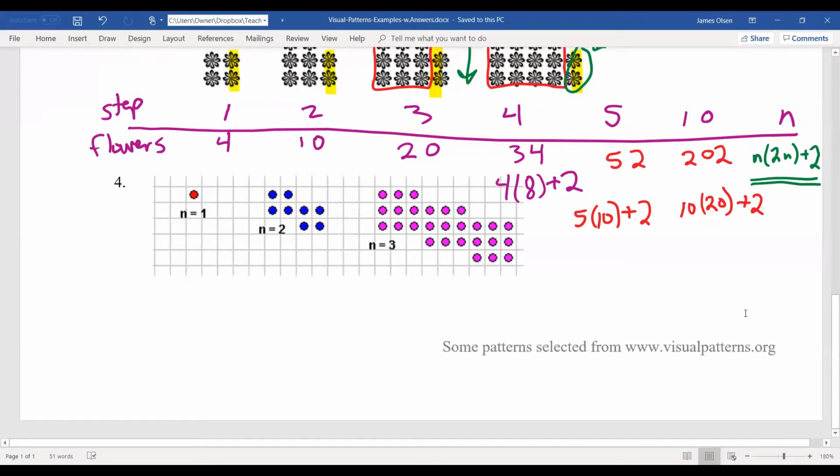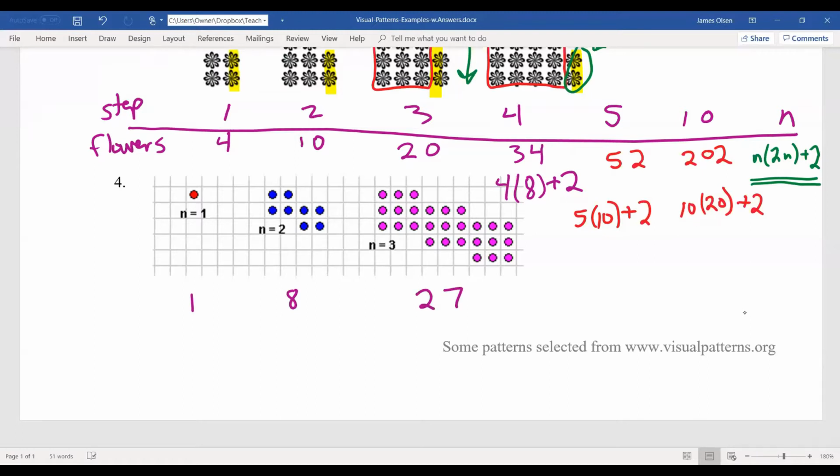In our fourth example, we have 1 spot, 8 spots, 27 spots. You might pause the video and see if you can see what the pattern is. This second figure has 2 groups of 4, 2 squared. The third figure has 3 groups of 3 squared.